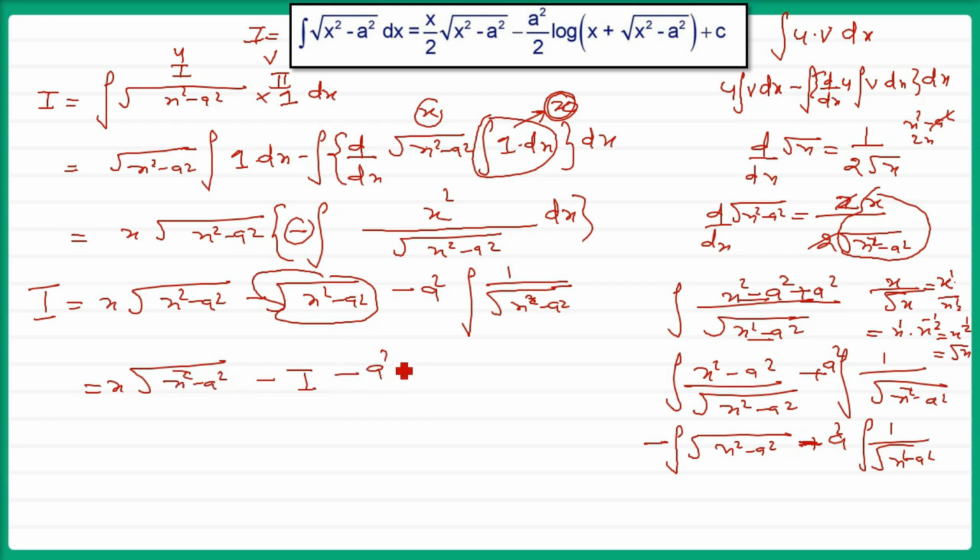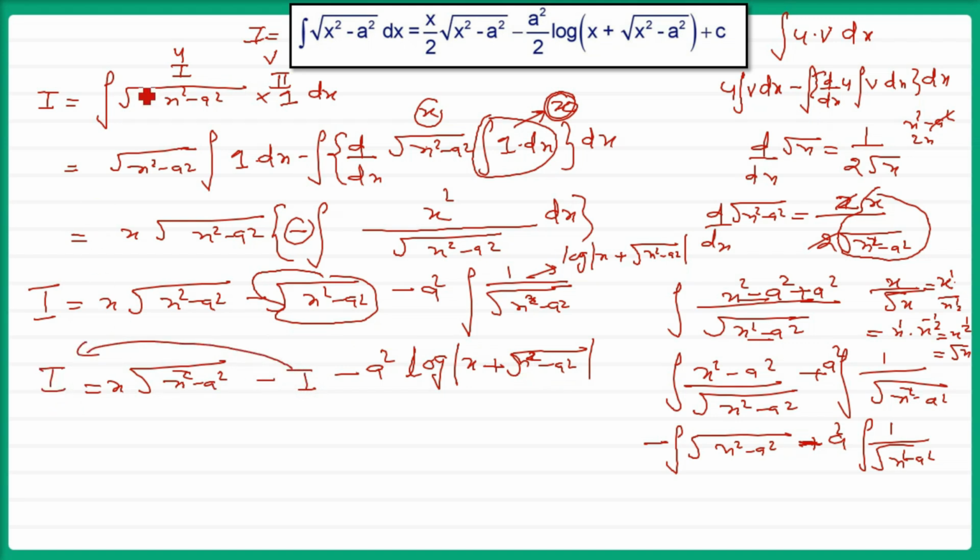And this is negative a square, but there is a direct result for integration of 1 by square root of x square minus a square. What is the result? I am writing the direct formula. It's log modulus of x plus under root x square minus a square. Now let me write it again. So log modulus x plus under root x square minus a square. This is the result. Now this negative I can be taken on the left. It will give you I plus I, and I plus I is going to give you twice I.